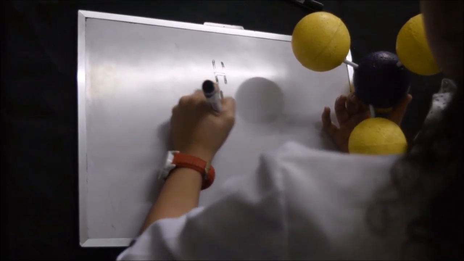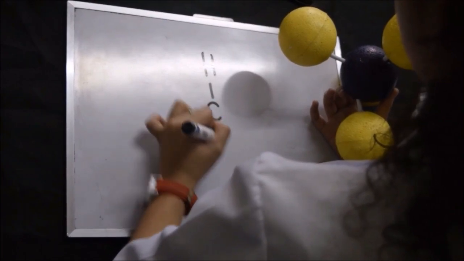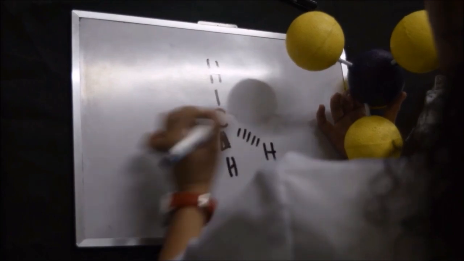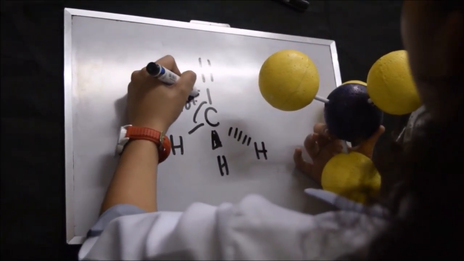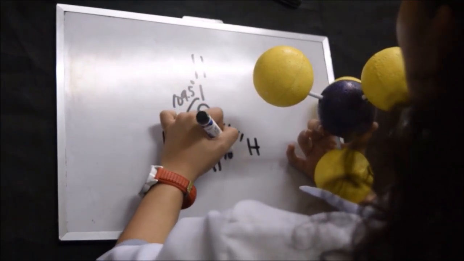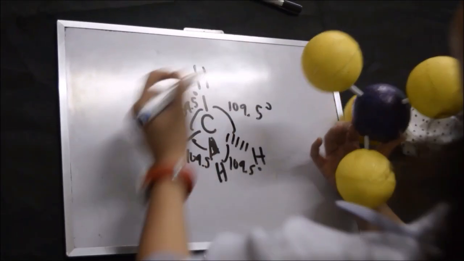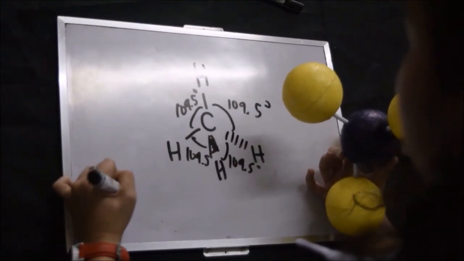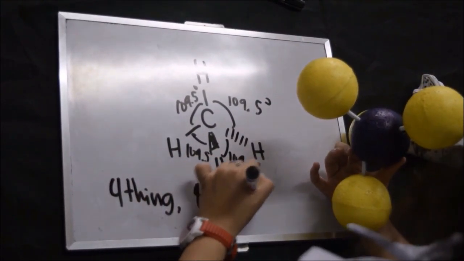Now I am going to show you a 2D diagram of CH4. The bond angle for this side is 109.5 degrees, 109.5 degrees, 109.5 degrees, and finally 109.5 degrees. So a tetrahedral diagram has four things: 4 shared and 0 lone pairs.